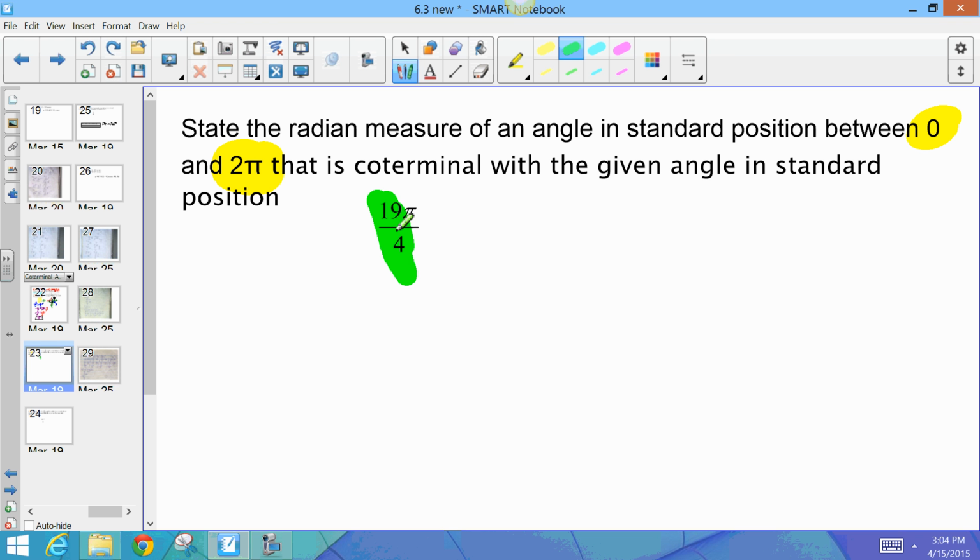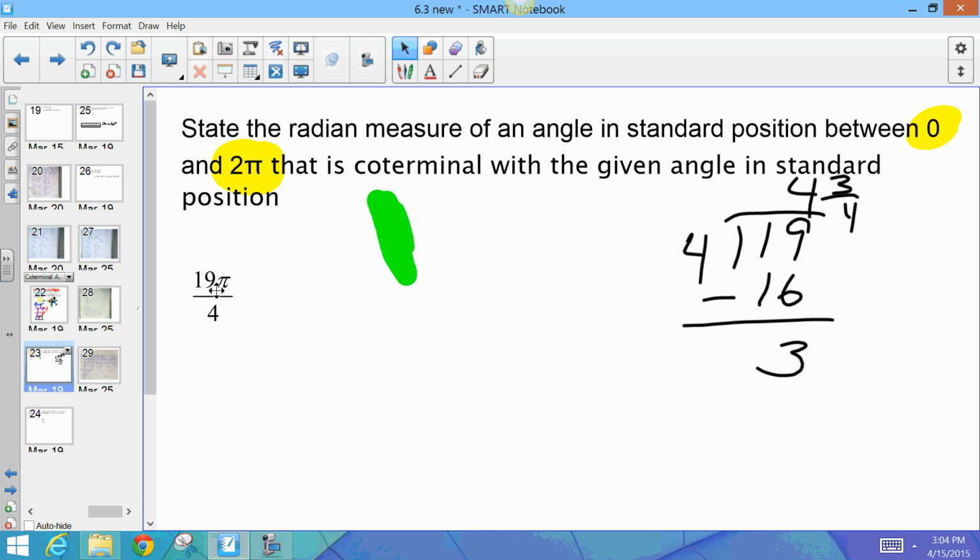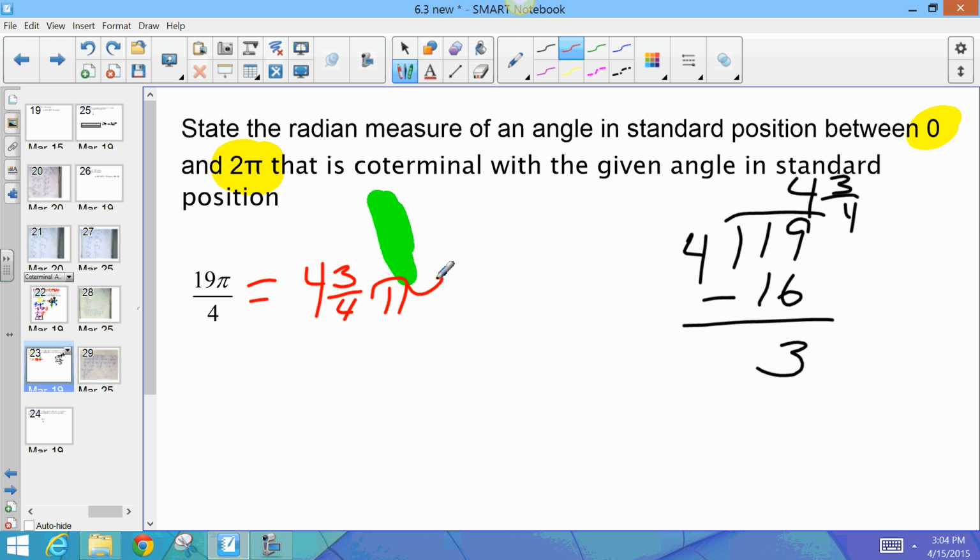So 19 divided by 4 gives me 4 and 3/4. All right. So 19 pi over 4 equals 4 3/4 pi.